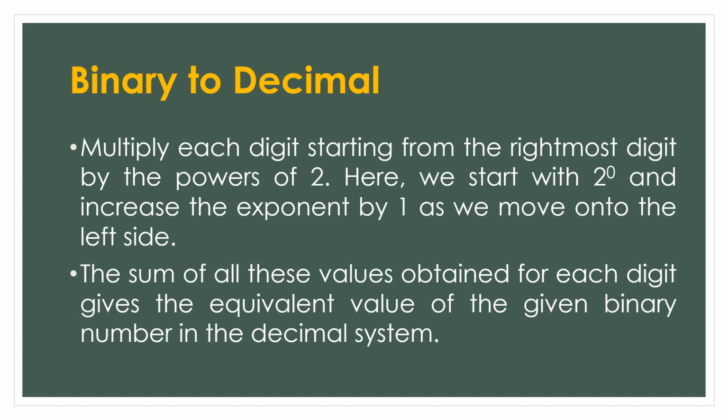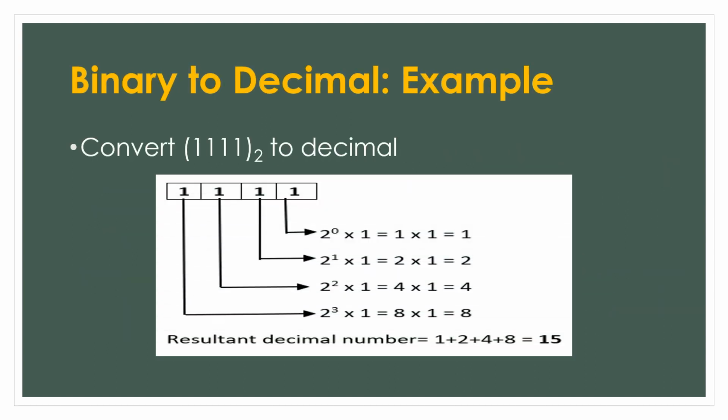To convert from binary to decimal, follow the following steps. Multiply each digit starting from the rightmost digit by the powers of 2. Here, we start with 2 to the power 0 and increase the exponent by 1 as we move on to the left side. The sum of all these values obtained for each digit gives the equivalent value of the given binary number in the decimal system. Here's an example of converting the binary digit 1111 to decimal.